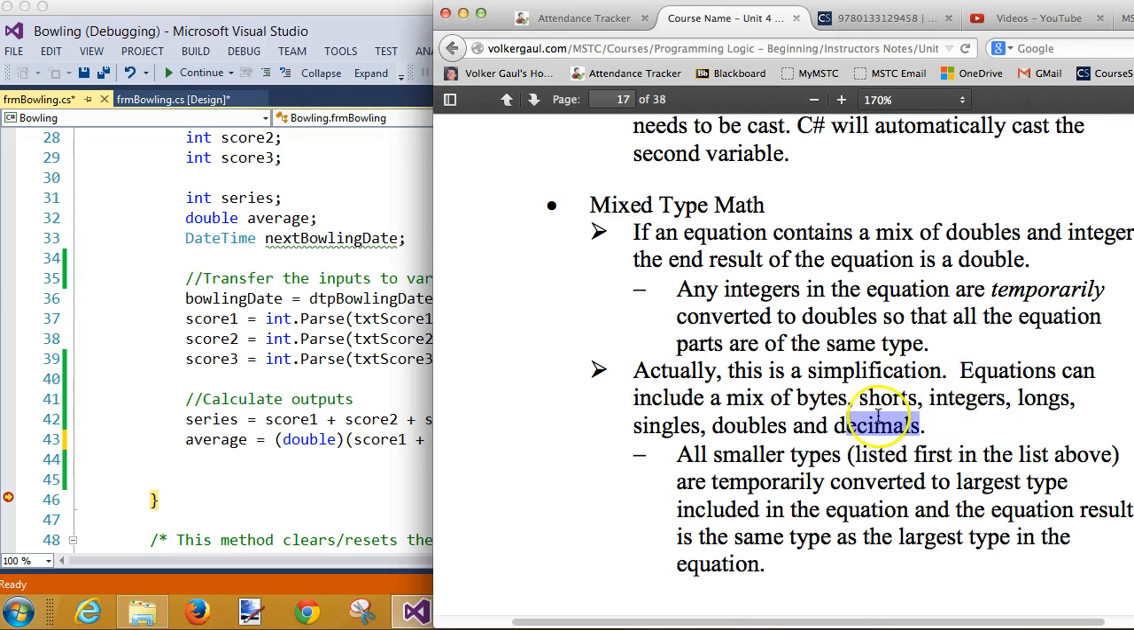Whenever you have equations that are of mixed type, C# will convert the smaller type. Bytes are smaller than shorts, are smaller than integers, are smaller than doubles, are smaller than decimals, the way they were listed way back when in this chapter. It will convert the small ones. It'll upgrade them, if you will, to the biggest type in the equation. I don't think that's true of decimals. It doesn't do it automatically if decimals are involved. We'll see. The smaller types are temporarily converted to the largest type, so we can create equations of all kinds and mix them up.